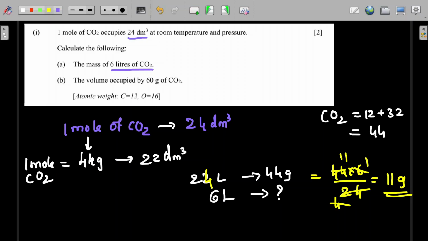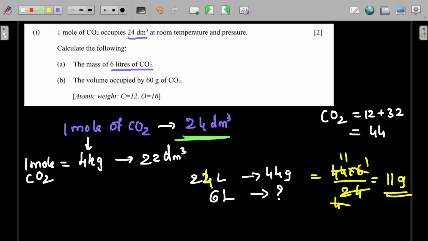Did you understand how I used it? I took 1 mole is how many grams, then I connected it with the value they have given in the volumes. So I know now 24 liters means 44 gram because 44 gram is 1 mole of CO2. Therefore, 6 liter will be how many grams? So 11 grams. 1/4 basically. Anybody didn't understand this?